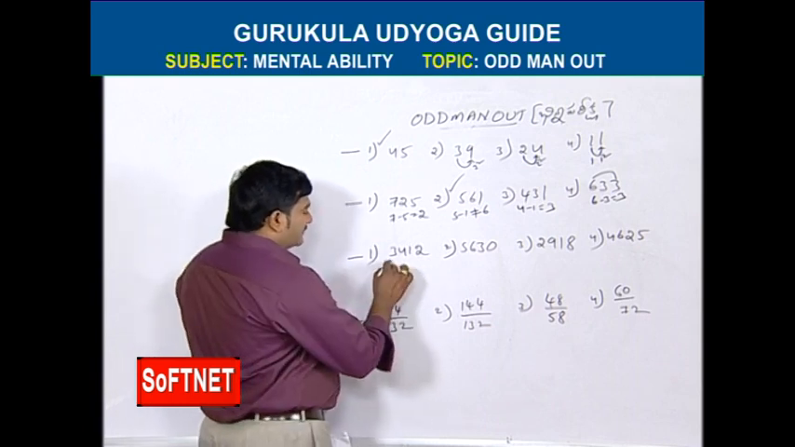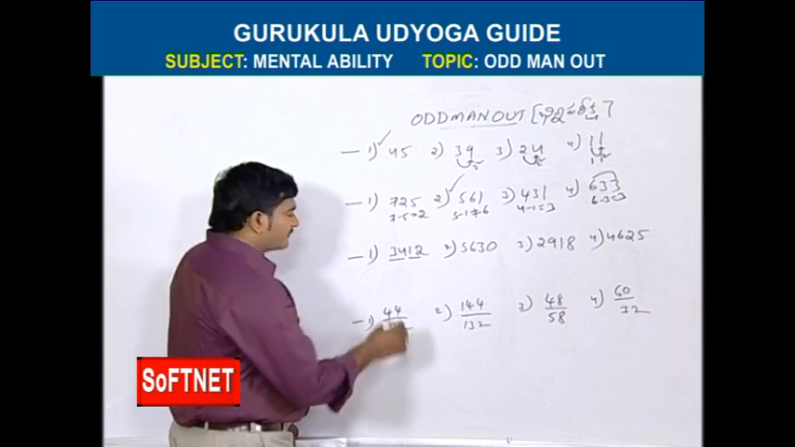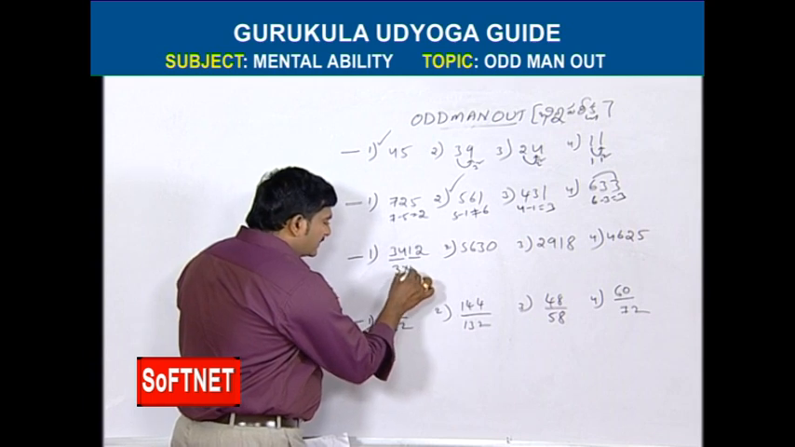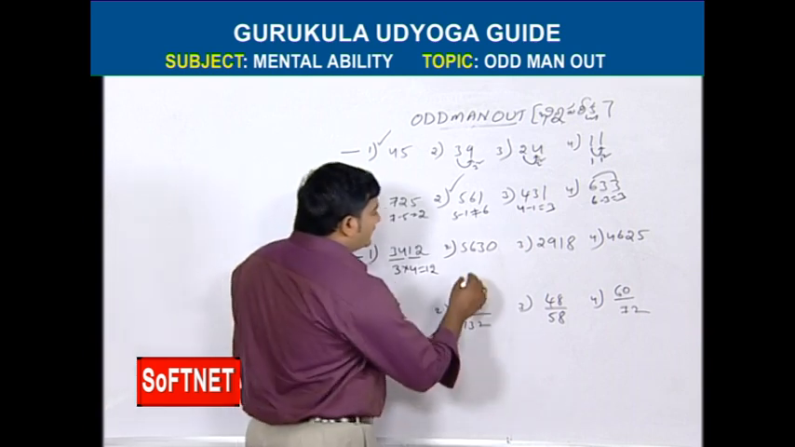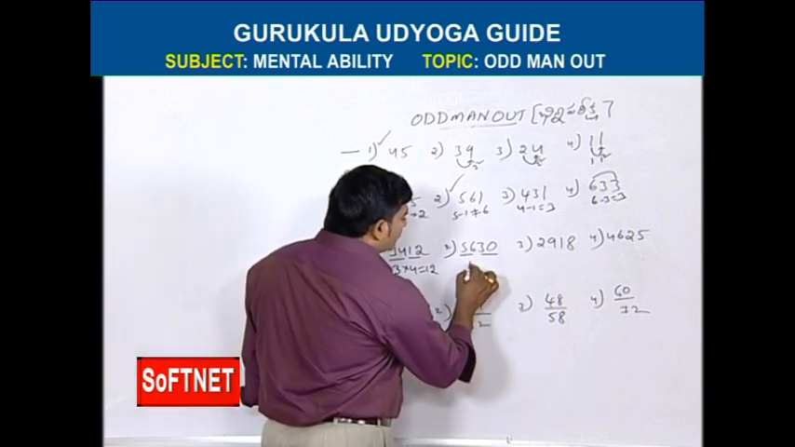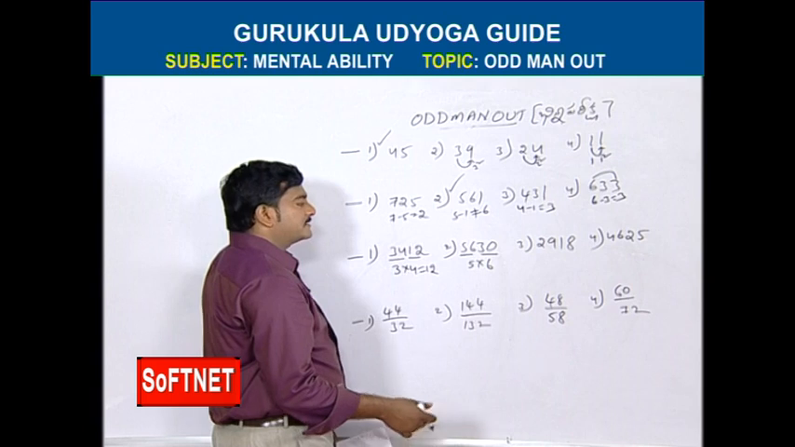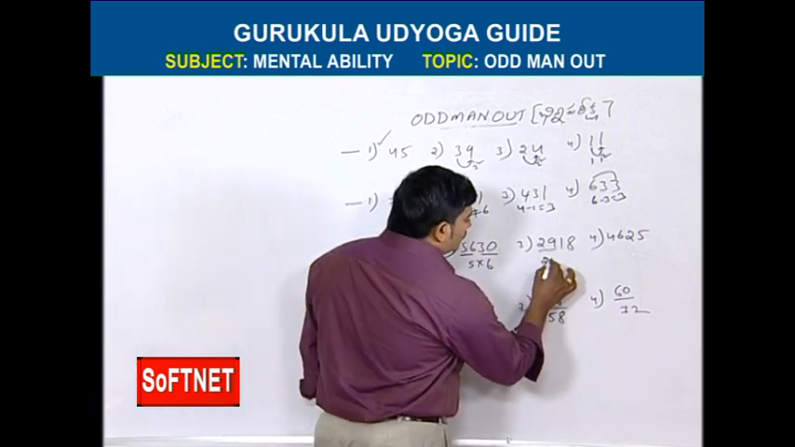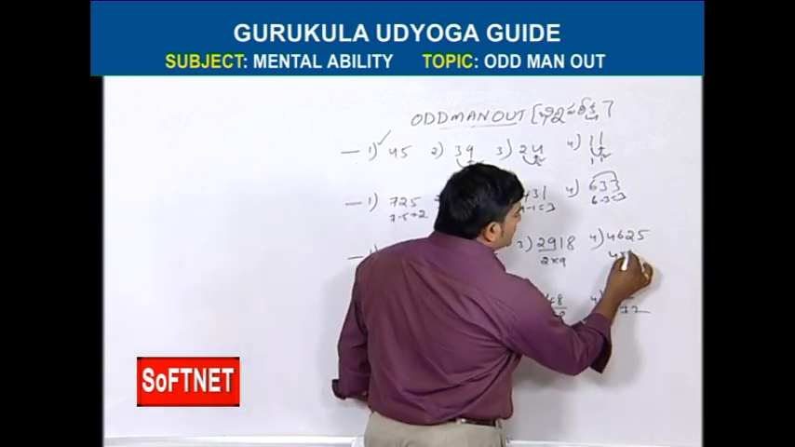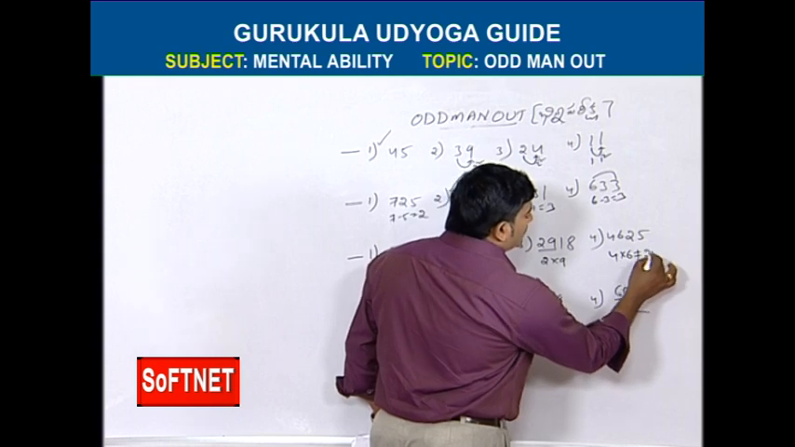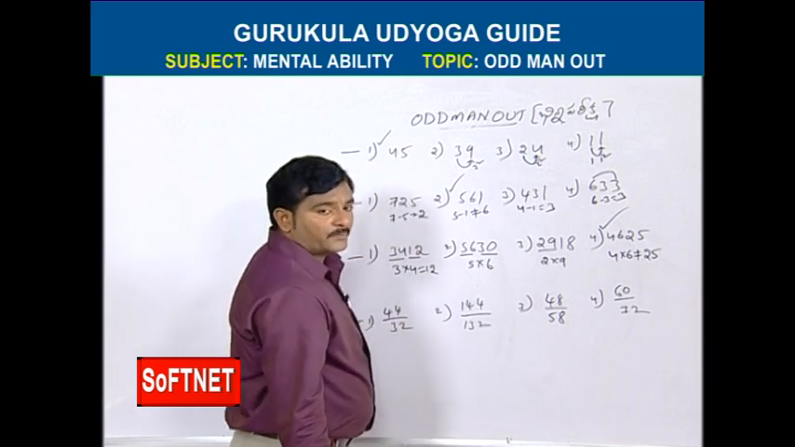See 34, 12. What is the relation between 34 and 12? 34 means 3 into 4, which is 12. Similarly 56, 30. What is the logic here? 5 into 6 means 30. Similarly 29: 2 into 9 is equal to 18. It is possible. Similarly 4 into 6 is equal to 24 you have to get, but how much is given? 25 is given. That's why the fourth one is the answer for this question. I hope you understood this.